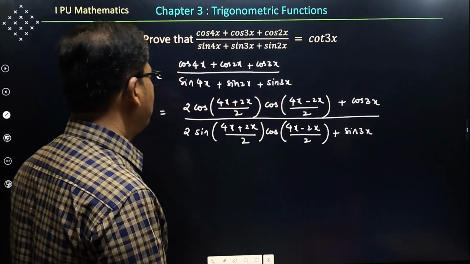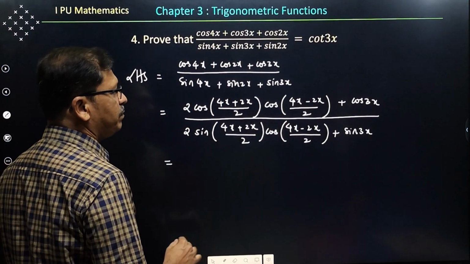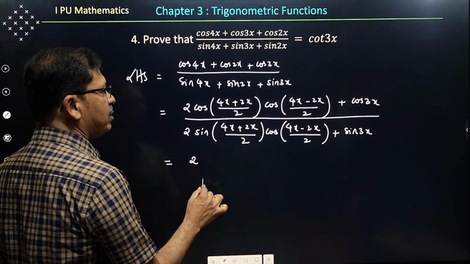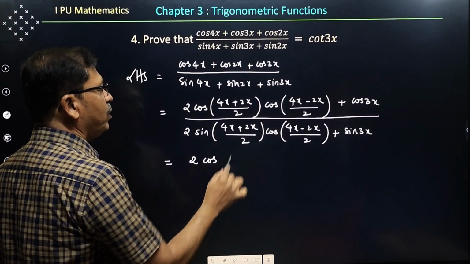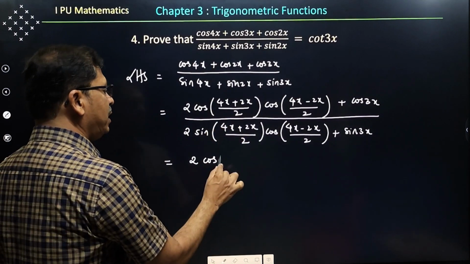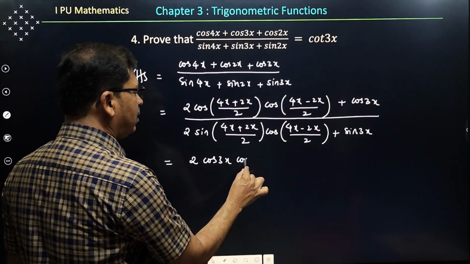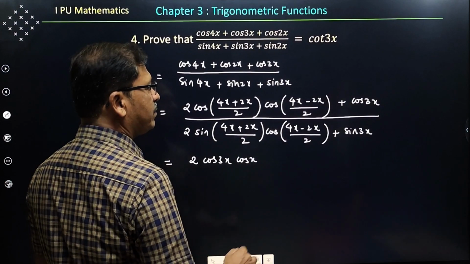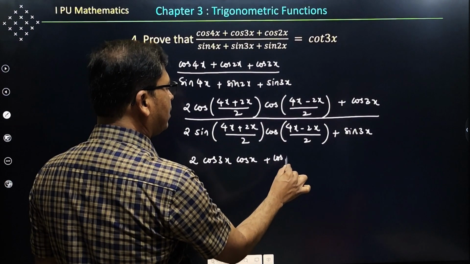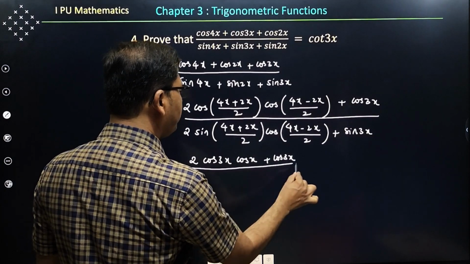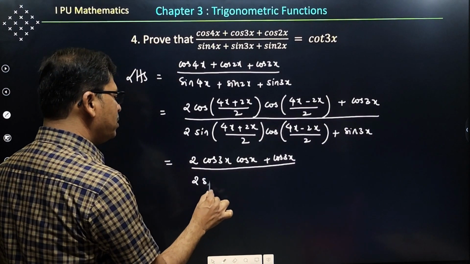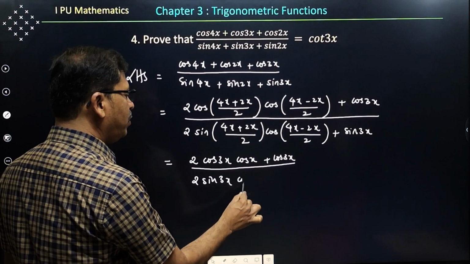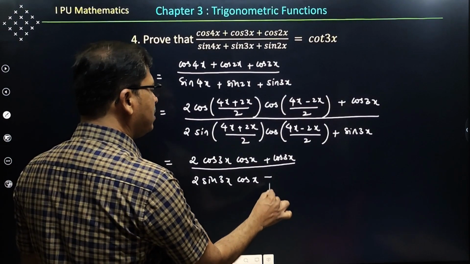Okay. So this is equal to, what happens? You don't cancel 2 at this moment. Keep as it is. 2 into cos of (4 plus 2), 6, 6 by 2 is 3. Next further, 4 minus 2, 2 by 2 is 1. So only cos x. Plus cos 3x you write further. Divided by 2 into sin of (4 plus 2), 6 by 2, 3x, into cos of x, plus sin 3x.